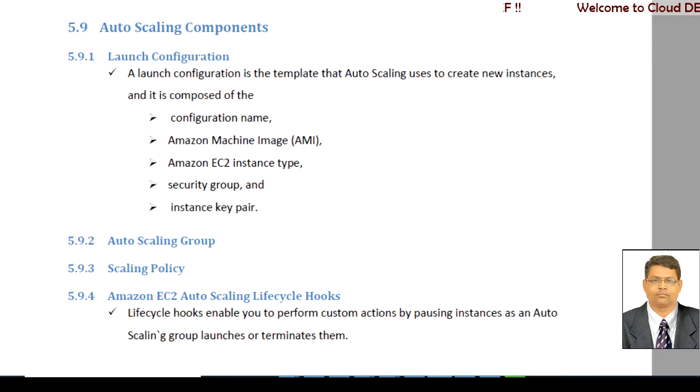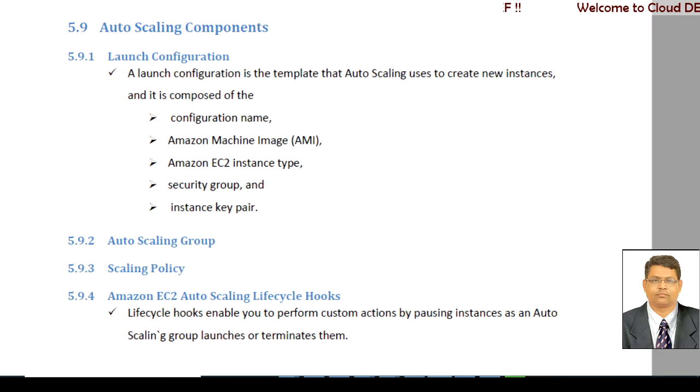Lifecycle hooks keep the instance in a wait state: pending wait or terminating wait. You can perform custom action using a Lambda function or custom script. By default, the instance remains in a wait state for 1 hour, and then the auto-scaling group continues the launch or terminate process. 5.9.5 Auto-scaling troubleshooting.